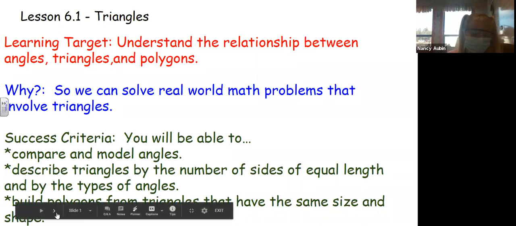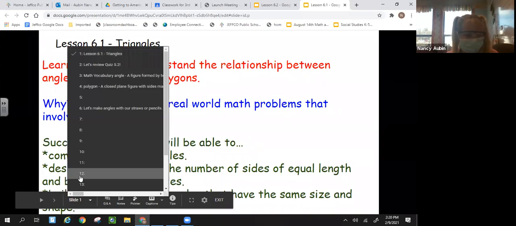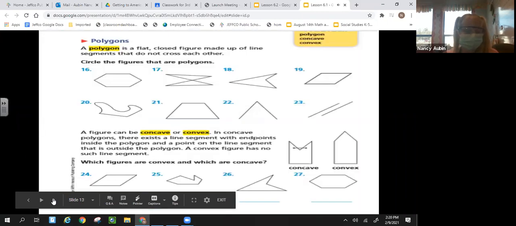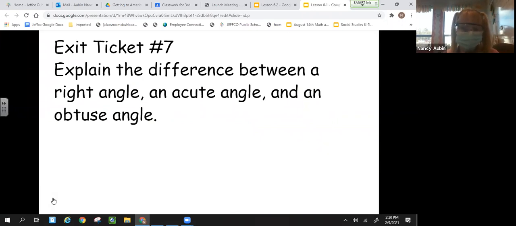So today we're going to continue with this, but we're going to start with our exit tickets. So let me do that. I picked a few of you that did an amazing job, and I am going to share. This is what we asked you to do yesterday. The exit ticket for yesterday said, explain the difference between a right angle, an acute angle, and an obtuse angle.